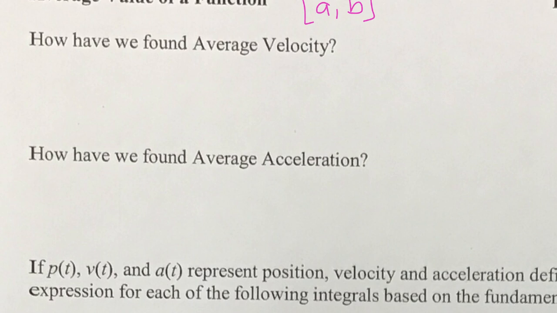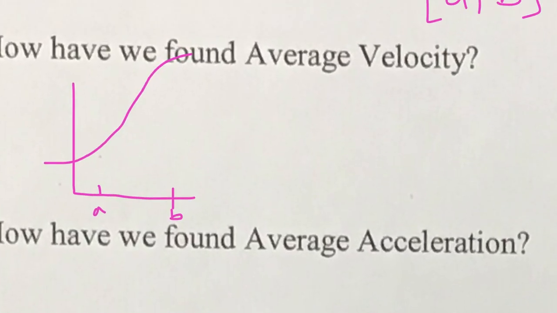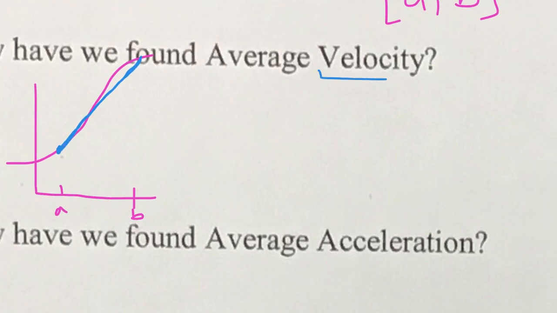Also known as slope. So if we had a graph, and this is your lower bound of A and your upper bound of B, then the average rate of change would be the slope of the line that connects these two points. This is the slope. So average velocity. Remember, velocity is the derivative of what? Position. So velocity is the derivative of position.